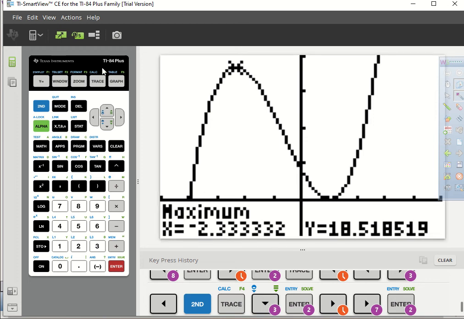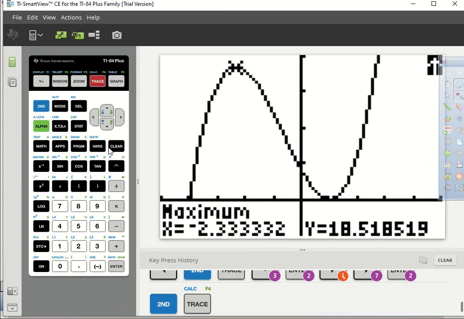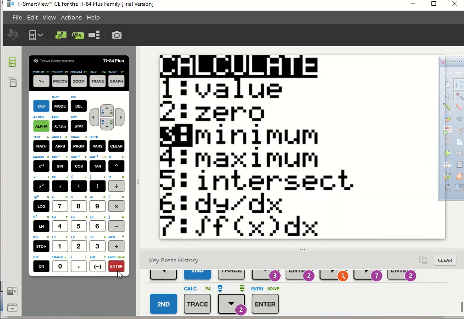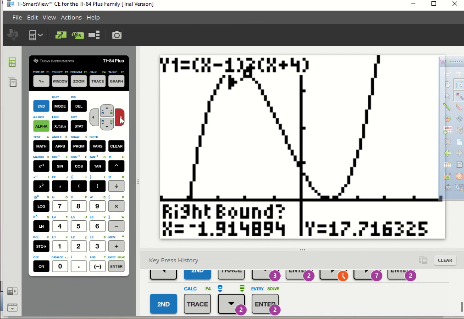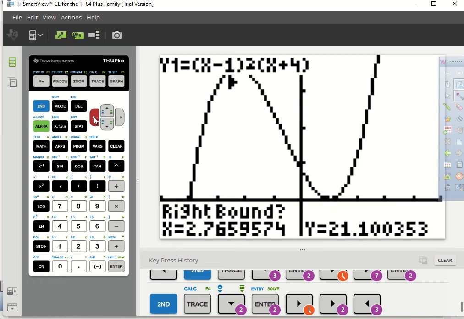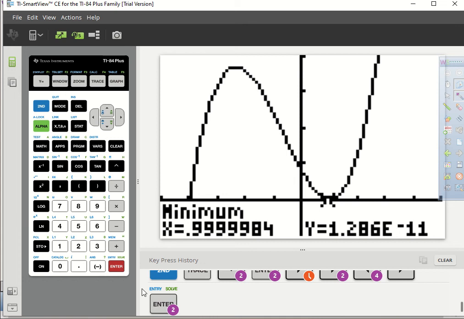Now we're going to go ahead and find our relative minimum. So you're going to go to second calc, and you're going to go to minimum, and then you're going to find the boundaries. We're going to use this as our left bound, and then I need a right bound. And like I said, sometimes it doesn't work out nicely with the boundaries that you pick, so you have to play around with it a little bit until you get one that works. Okay, so we have a minimum at about 1, 1.3.